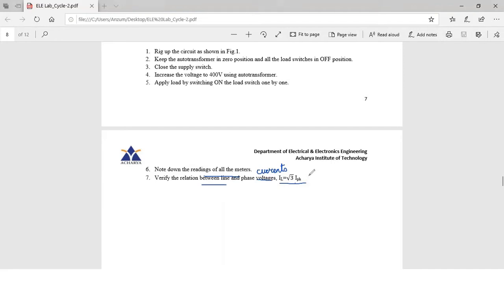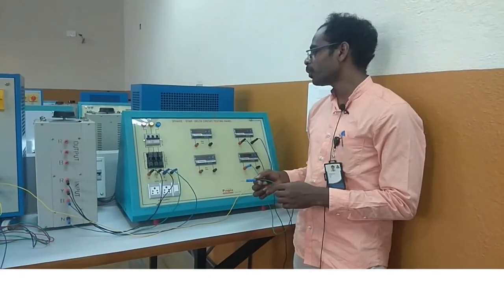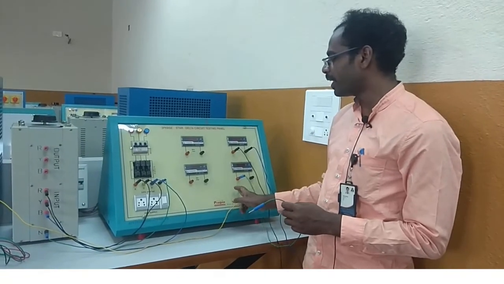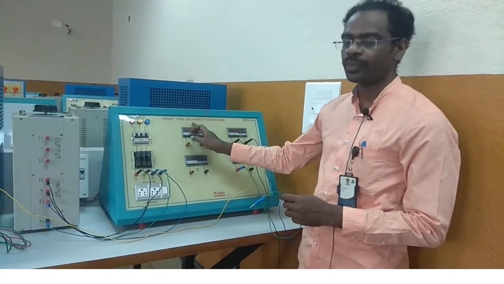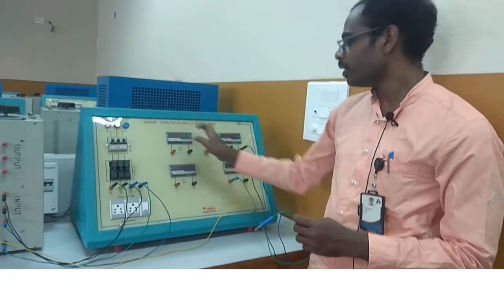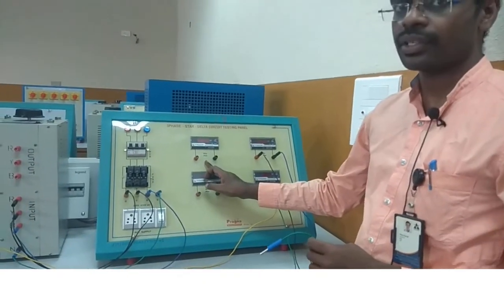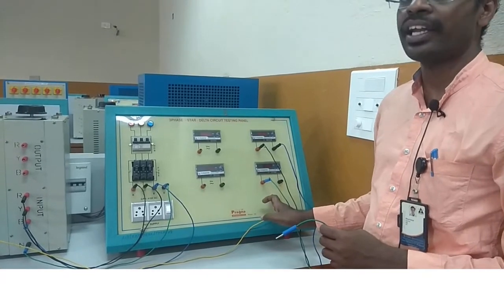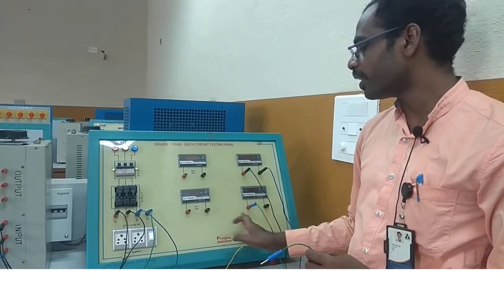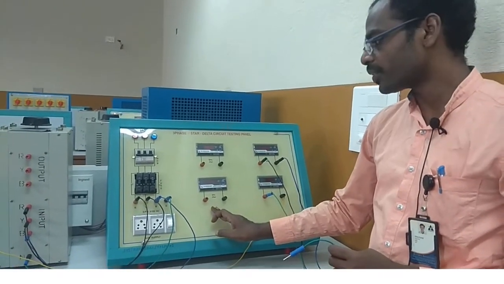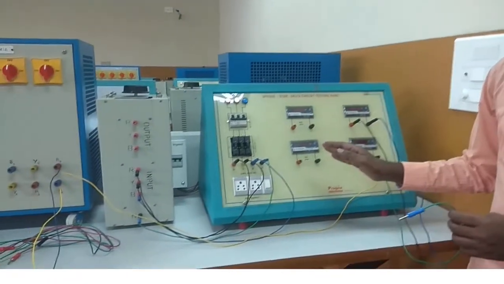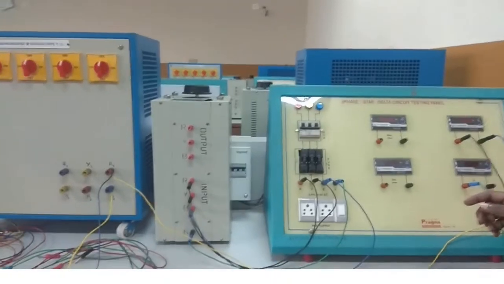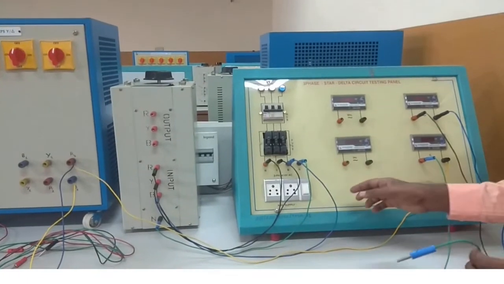So now let's see how to conduct this experiment. Welcome back students. So now we will be looking into the relations between IL and I phase for a delta connected system. In the theory class we have already seen VL will be equal to V phase. Voltages will be the same for a delta connection. So here we have to find the relation between IL and I phase such that IL is equal to root 3 I phase. The set of components we are using is the same as that of the star connection, but I am changing the connections a little bit here.